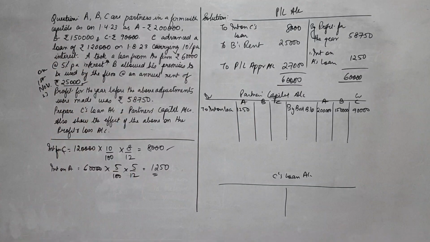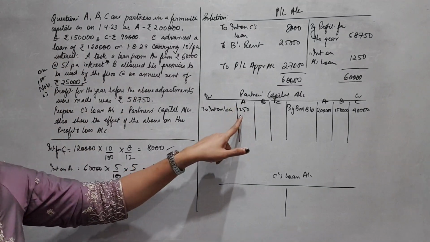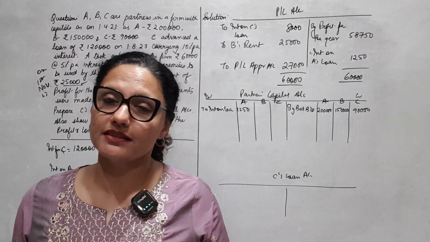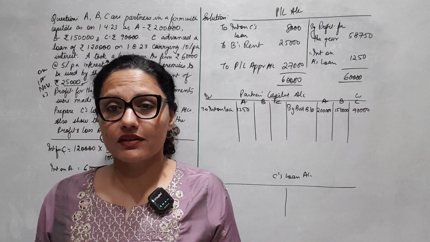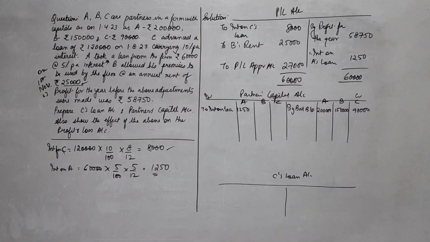1,250 will be debited to A's capital account here. Remember, whenever a partner has taken a loan from the firm, the interest is debited to his capital account or current account as the case may be. So here it is capital account.